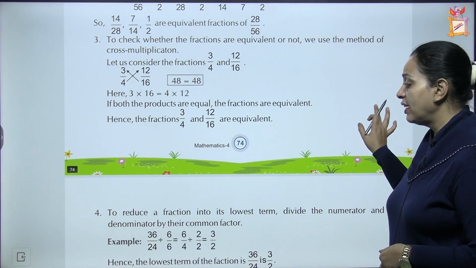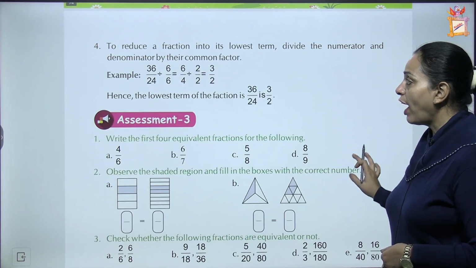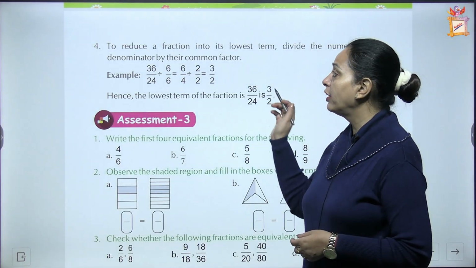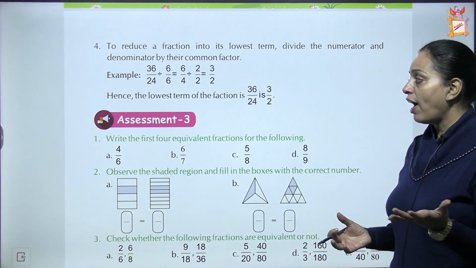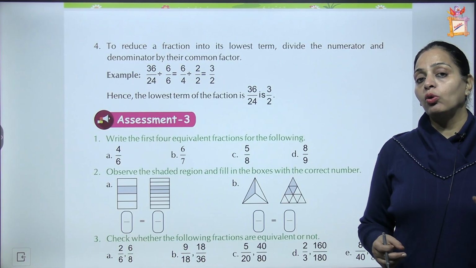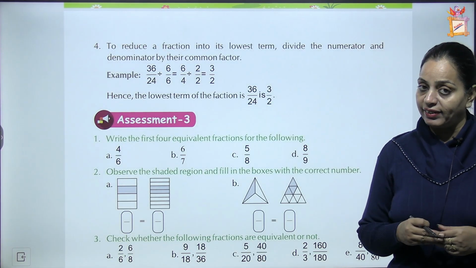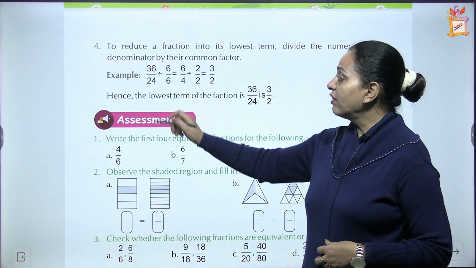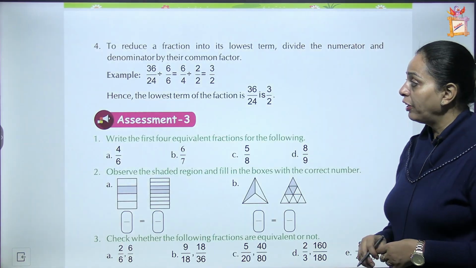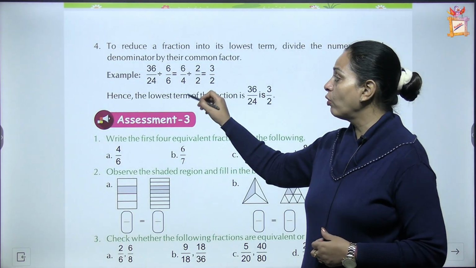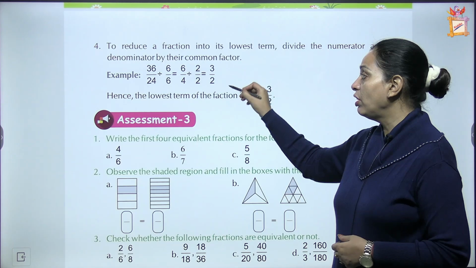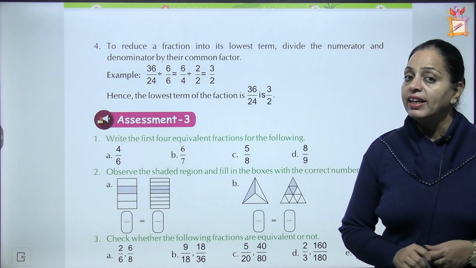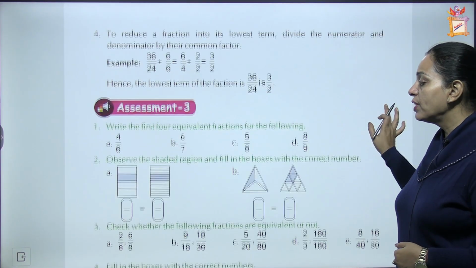So very easy. Now the fourth one: to reduce a fraction into its lowest term, divide the numerator and denominator by their common factor. To bring any fraction to its lowest term, we keep dividing by their common factor, meaning divide by the HCF, the highest common factor. See here 36/24. Divided by 6, we are getting 6/4. Then again divide by 2, we are getting 3/2. So 3/2 is the lowest term because we cannot divide it further. I hope this is clear to you.